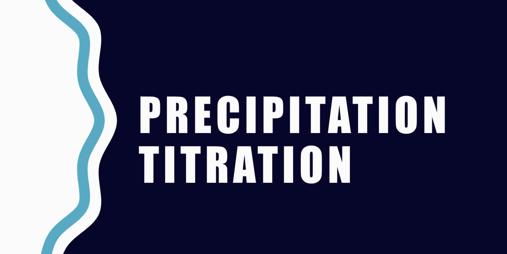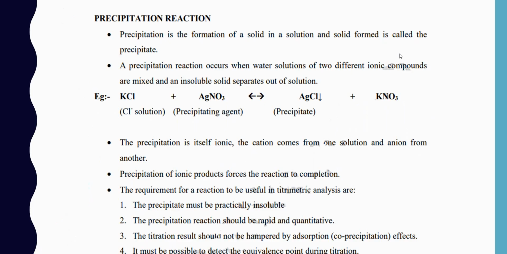Okay. Now we are heading towards precipitation titrations. In precipitation titration, we will study what precipitation is and what a precipitation reaction is. Precipitation is the formation of a solid in a solution, and the solid formed is called the precipitate. A precipitation reaction occurs when water solutions of two different ionic compounds are mixed and an insoluble solid separates out of solution.